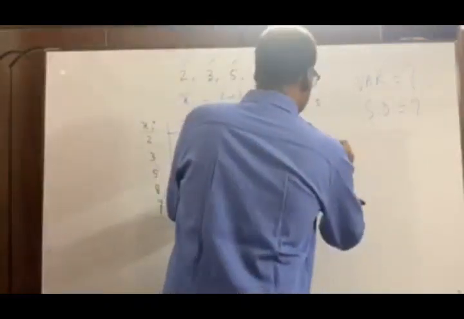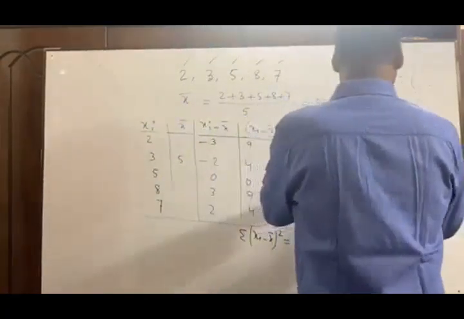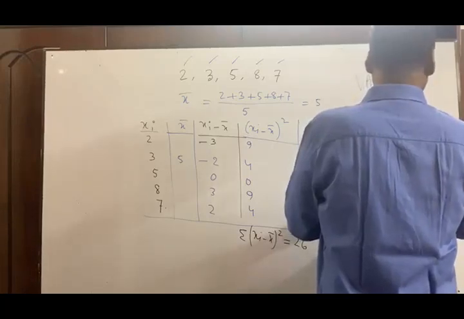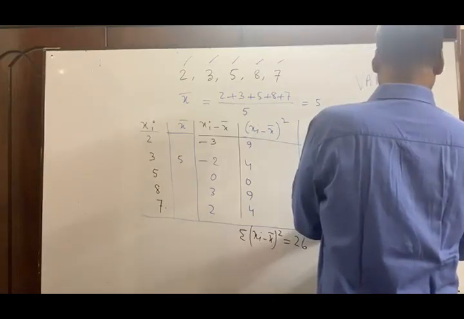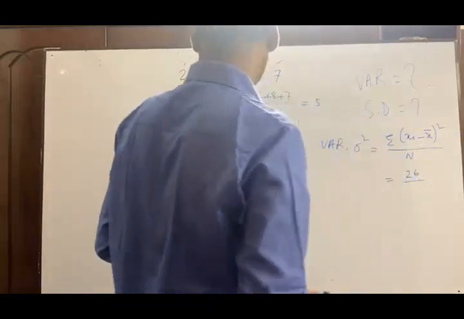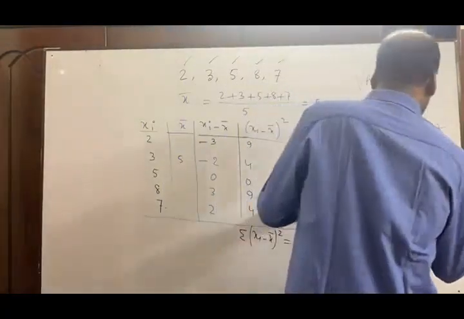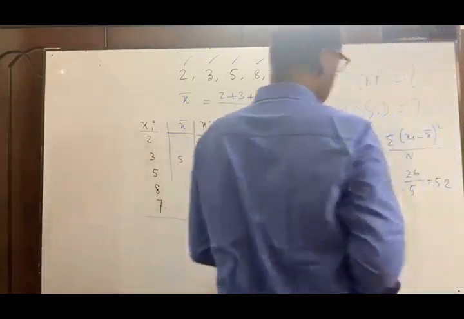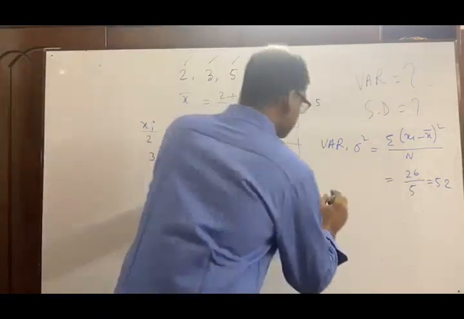What is the formula to determine the variance? Write down variance sigma square is equal to formula summation xi minus x bar whole square by n, that is 26 by n. n means what? 1, 2, 3, 4, 5. Okay, we have 5 data. So calculation is 5.2. Okay, 5.2.